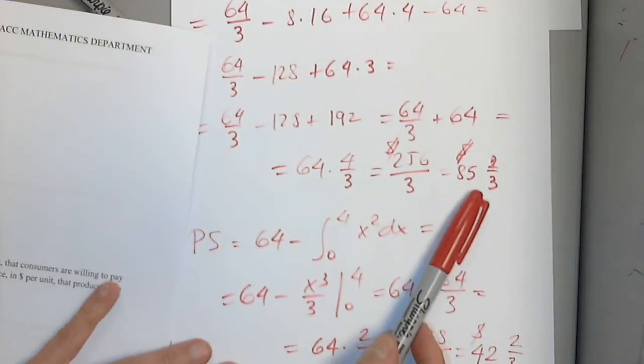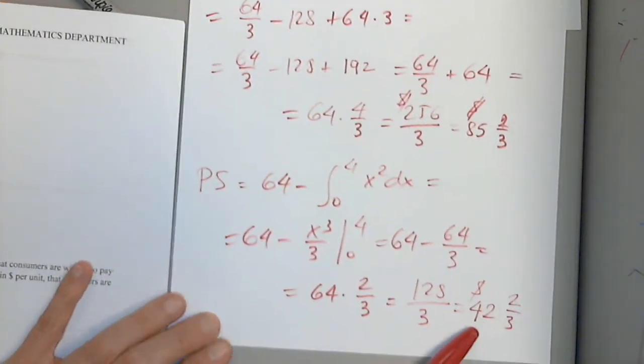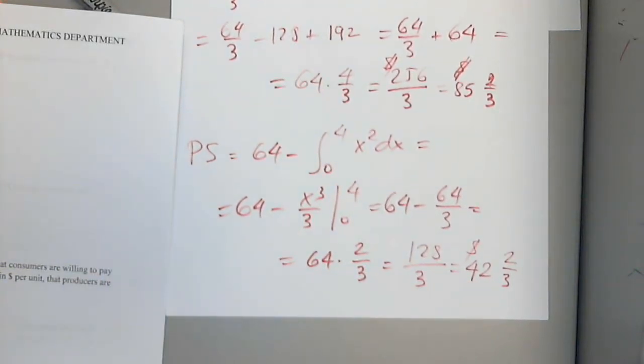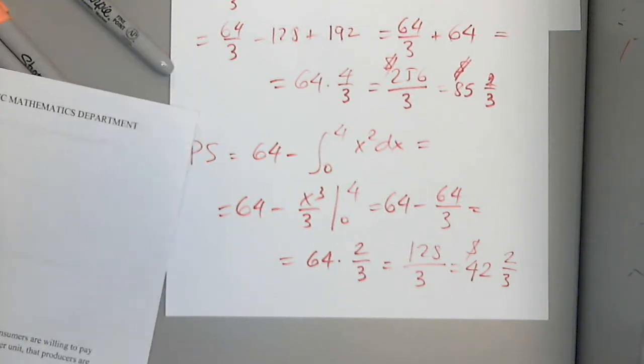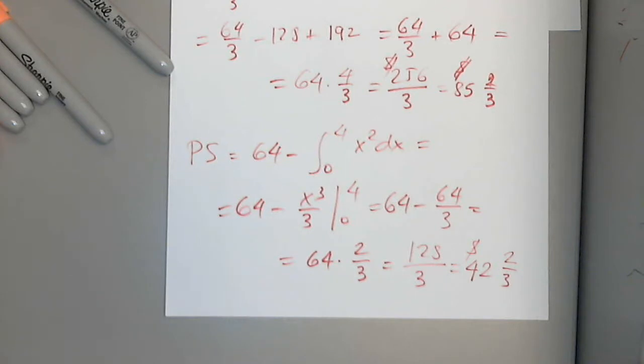So we are getting from them this extra without paying for it, and they are getting away with 42 and 2/3. Since it's dollars, should we put it as a decimal? You're right, it could be, okay, but since it's the exact, I would just keep it as is.